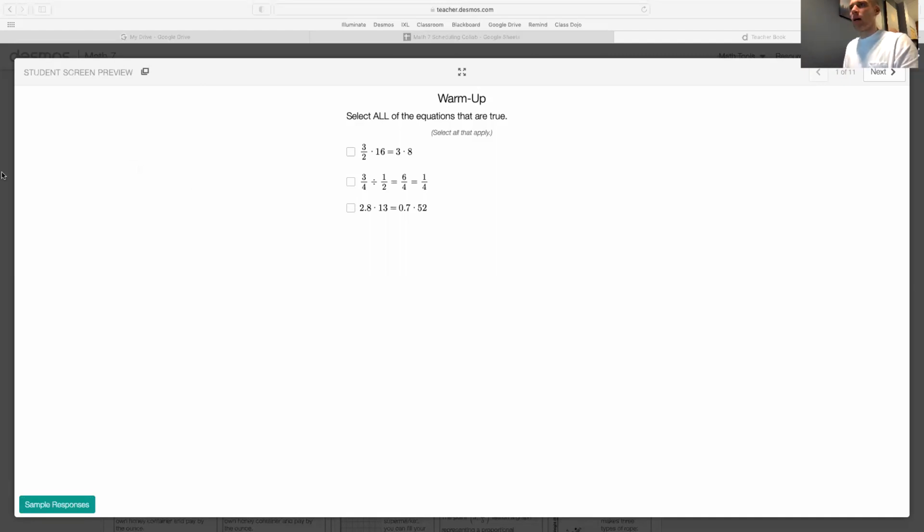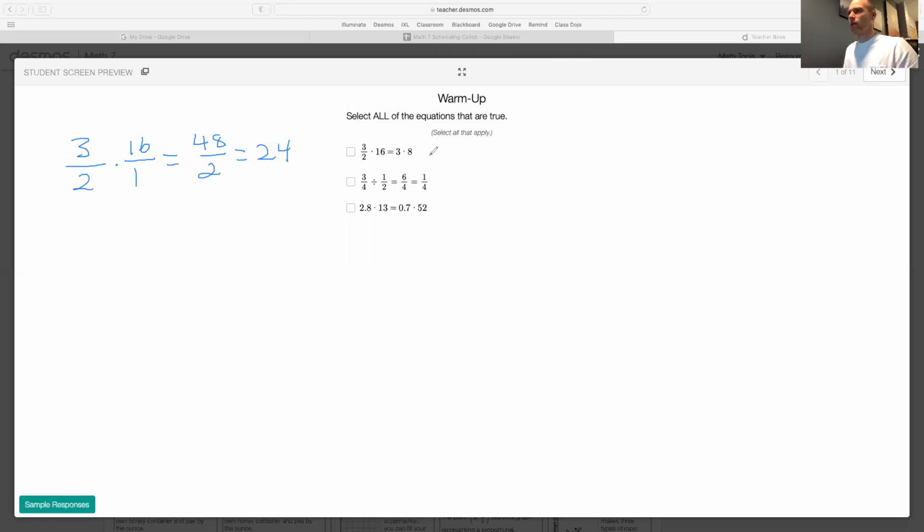It says 3/2 times 16, and I'm going to write 16 as 16 over 1 because that just makes fraction multiplication easier for me to think about. And so that's 3 times 16 is 48, and 2 times 1 is 2. So the left side of this equation equals 48 over 2, and 48 divided by 2 is 24.